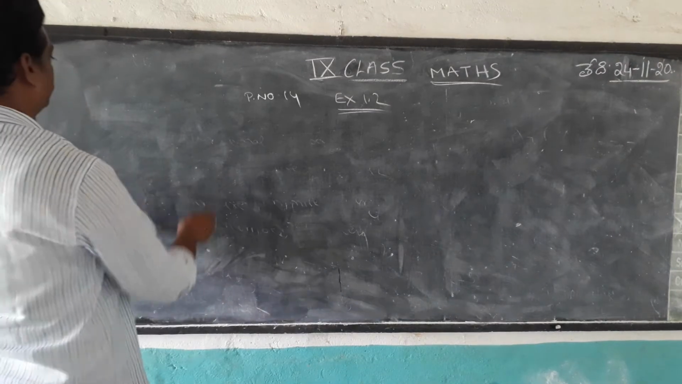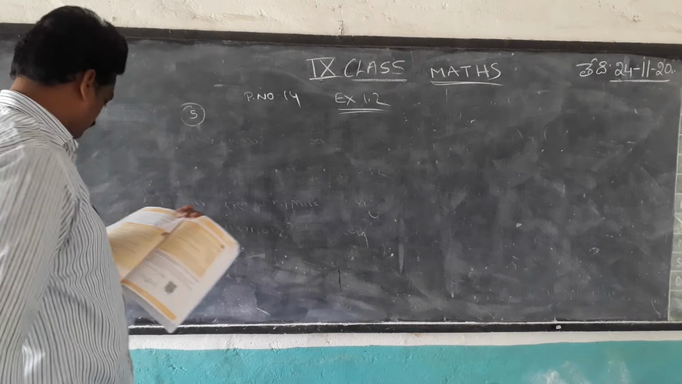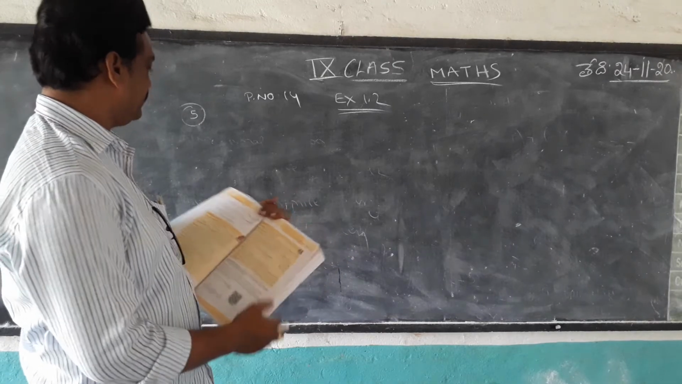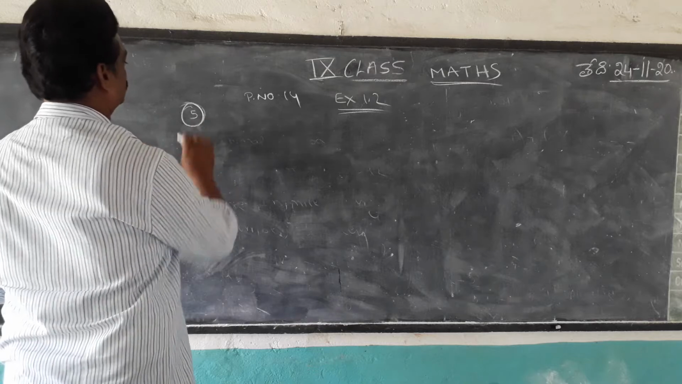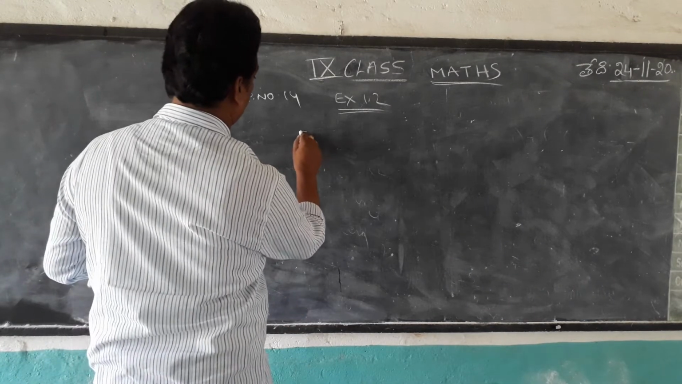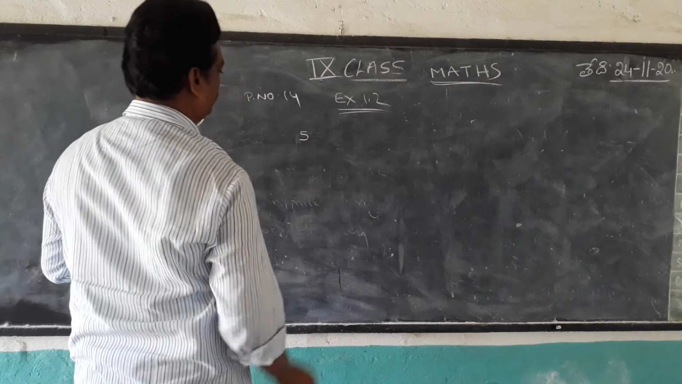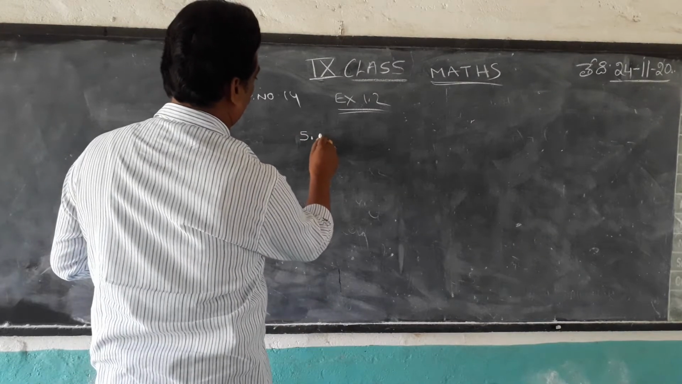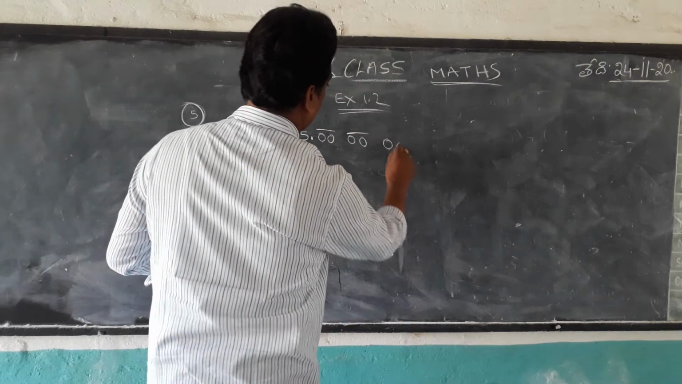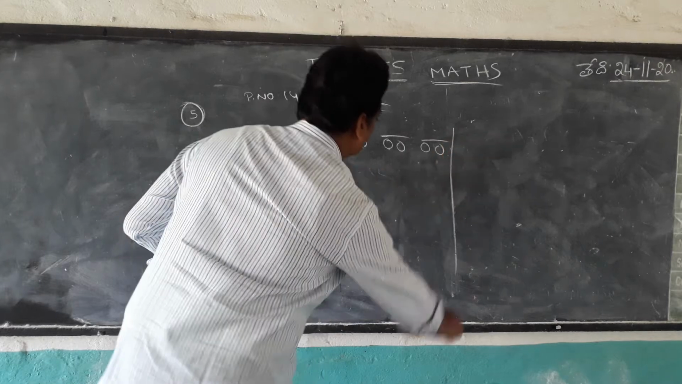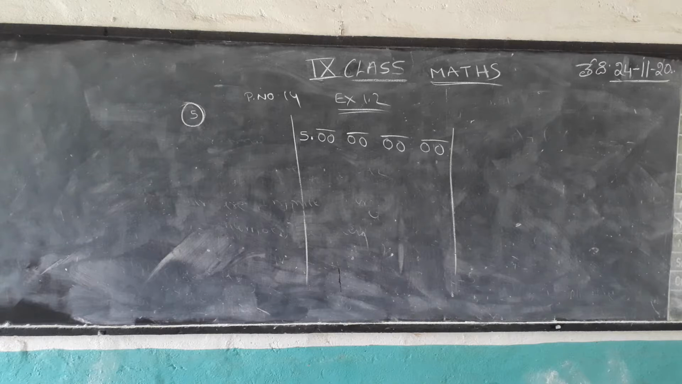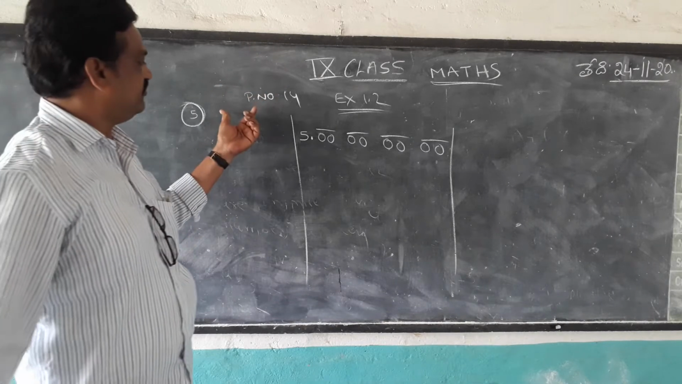Next, question number 5. Find the value of root 5 up to 3 decimal places. Find the value of root 5. For the root 5 value you have to find out.